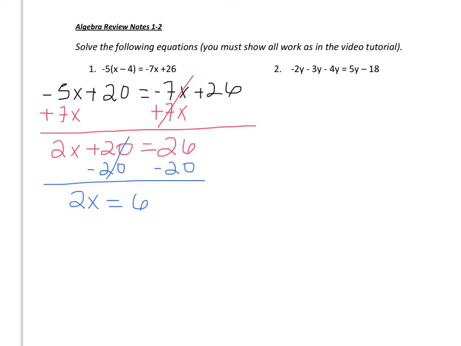Finally, I have a 2 in front of the x, so I divide by that 2 on both sides, and we find the value of x. 6 divided by 2 is 3, and we are done. So there's the solution for that equation.